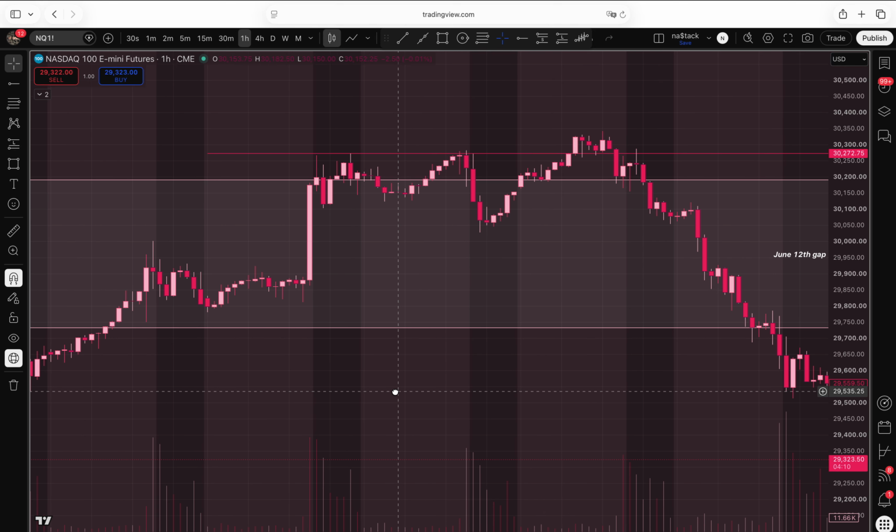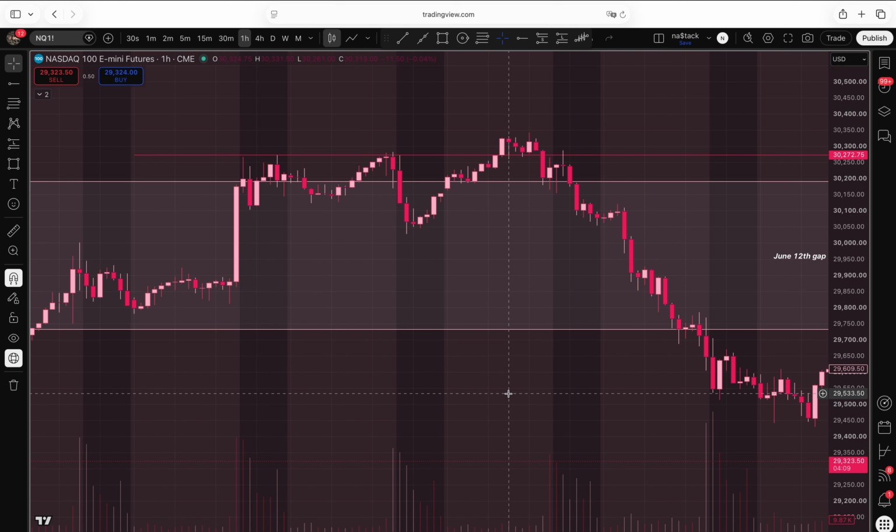So if you ever want to take inside of a gap, you could. I don't, but you could. But that's not always a guarantee, because what if you got in here thinking, I'm inside the gap, and then look, you get chopped up.